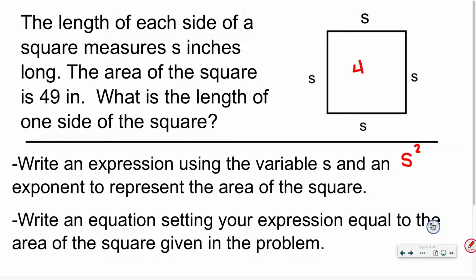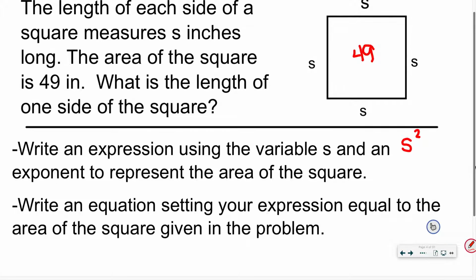And I know that the total area is 49. Can I represent that as an equation? Like to solve and actually figure out the side length? What equation could we set up to actually solve and find the length of the square side? So we could do S squared equals 49, or like you said, Kate, 49 equals S squared. Absolutely.